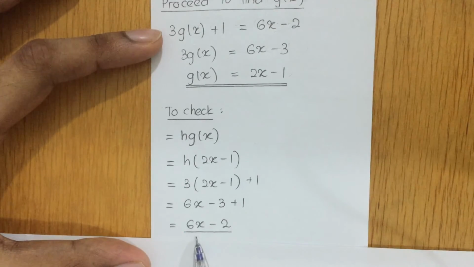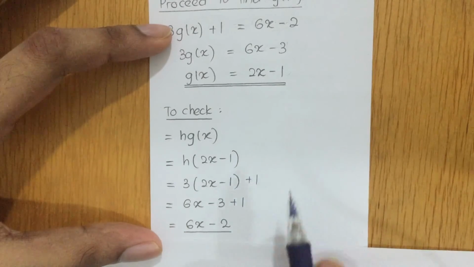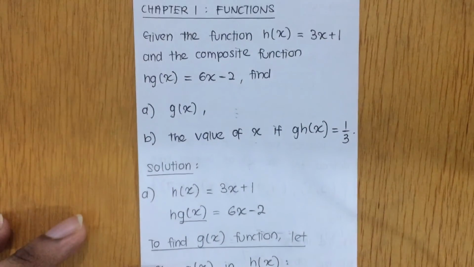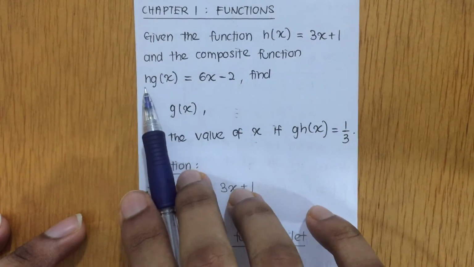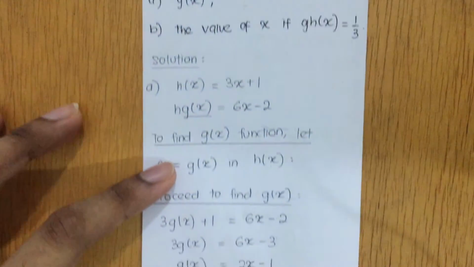Okay, you should know that you get the correct answer, guys. You check here, you get 6x minus 2, and the question already gives you hgx is equals to 6x minus 2. So from here you should know that your answer is correct.